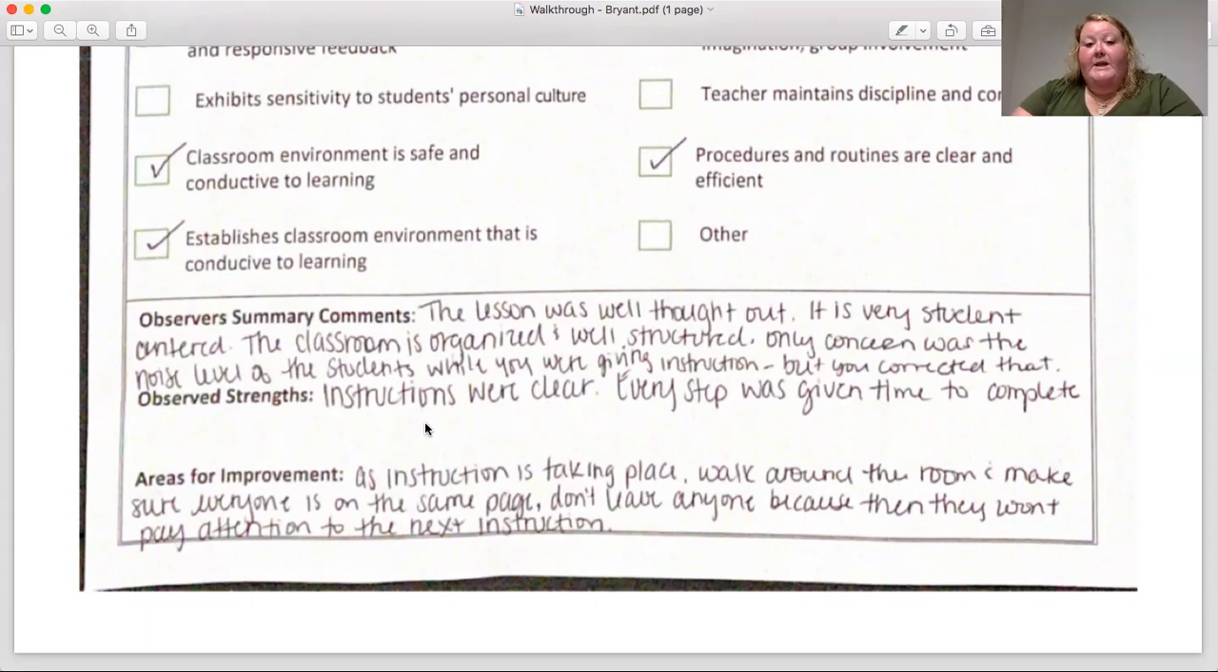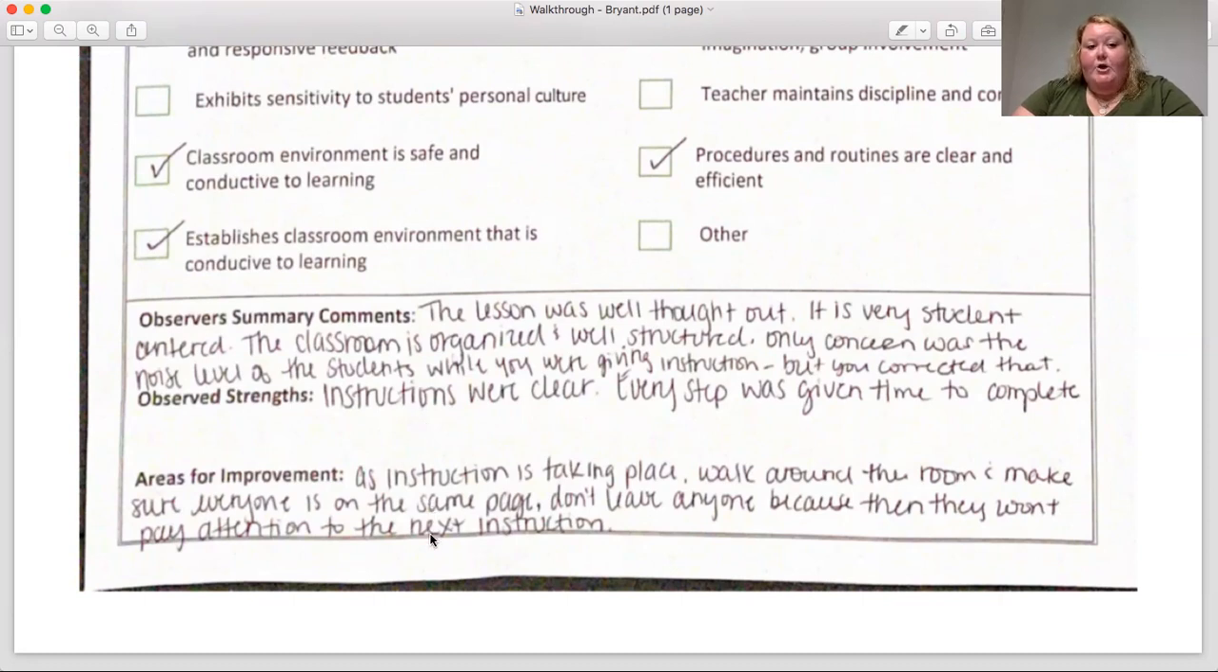And so the kids that were actually paying attention and were on top of each instruction, they were right there with you because you gave enough time, you talked them through it, you worked with them, and you made sure that each kid or each group was working on what they were supposed to be working on.